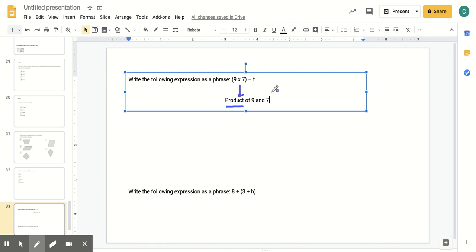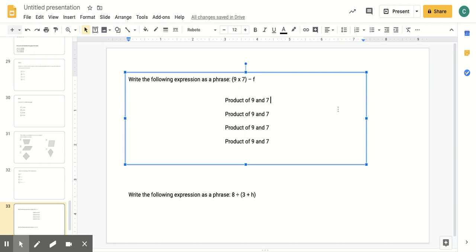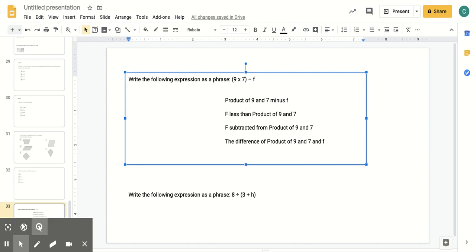Now, there are a lot of ways that I can show the subtraction at the end. So let's go over some of those now. So one way I could say this is just the product of 9 and 7 minus f. I also could say f less than the product of 9 and 7, or f subtracted from the product of 9 and 7. Another way I could say this is the difference of the product of 9 and 7 and f. All of these work to show this expression here.